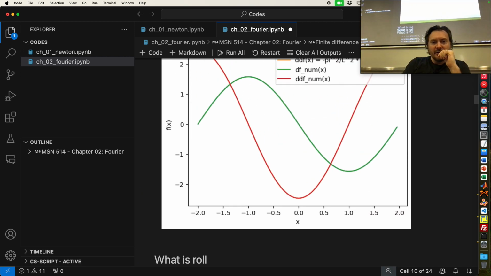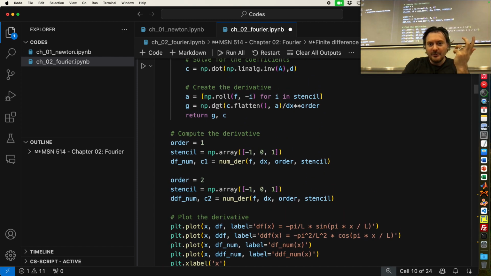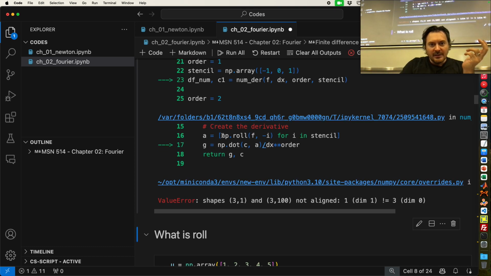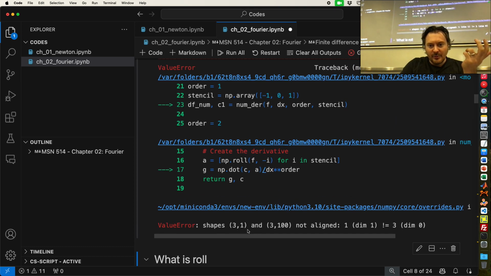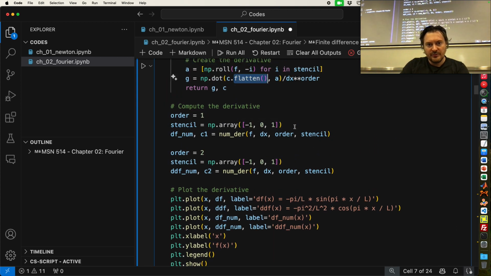In this particular case, I used flatten because MP dot was not working. So if you take it out, somehow the shapes were not proper. It would say like shape 3,1 and 300 not aligned, etc. So I would use flatten and it would work. Okay. So far so good.